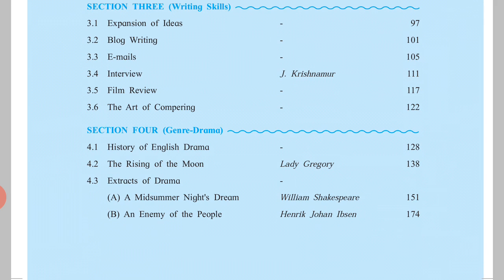And the last section of this text is section 4, genre or drama. Here we have to study the history of English drama in section 4.1. In 4.2, The Rising of the Moon. This is a drama, with some specific acts and scenes mentioned here, written by Lady Gregory. And 4.3, extracts of drama. Here we have to study two dramas: A Midsummer Night's Dream, written by William Shakespeare, and second, An Enemy of the People, by Henrik Johan Ibsen.